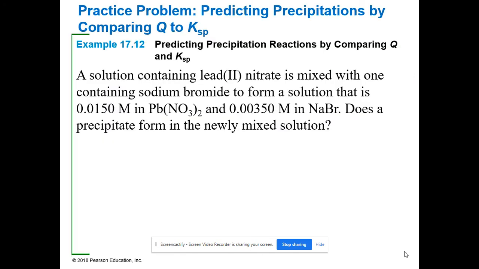So here's a problem. Let's see what this looks like. We have some solution. It contains lead 2 nitrate, and it is mixed with sodium bromide. We end up getting a solution that contains 0.0150 molar lead 2 nitrate and 0.00350 molar sodium bromide. Are we going to get a precipitate in this new solution? Well, what should we do? Will we get a precipitate?